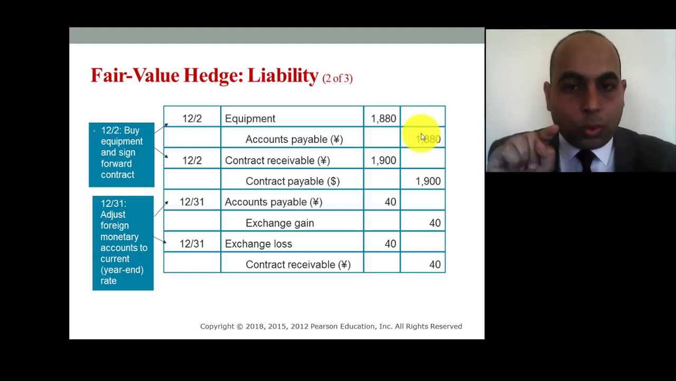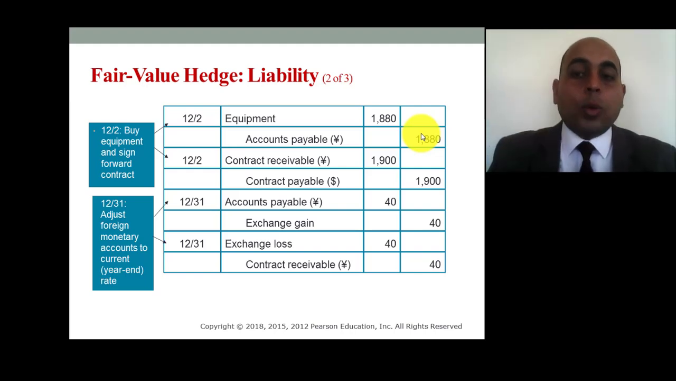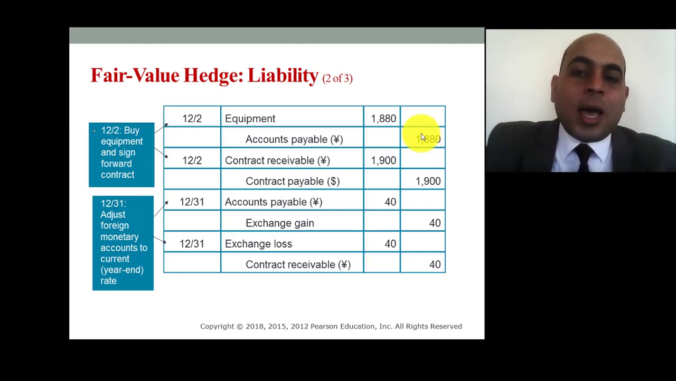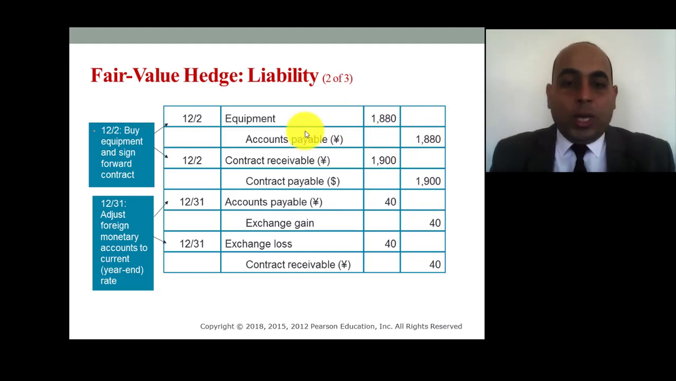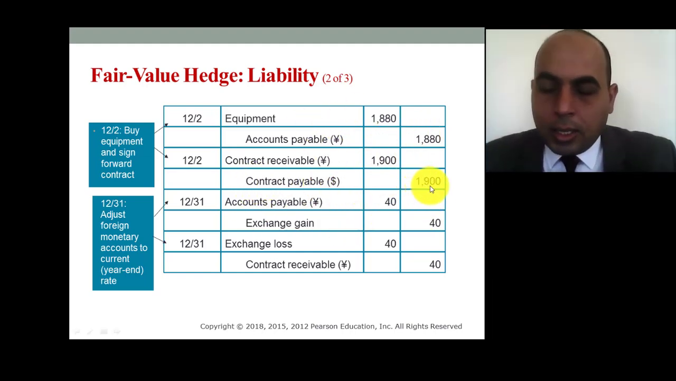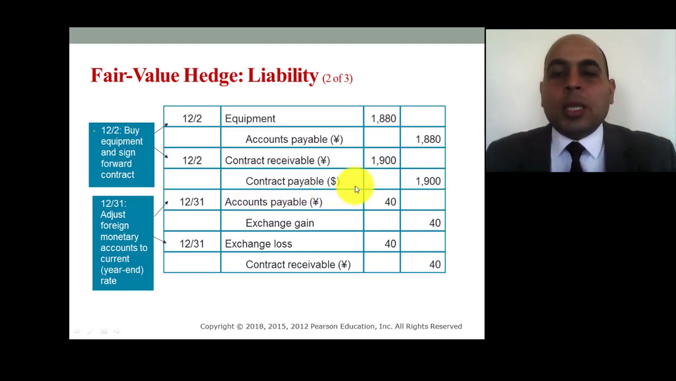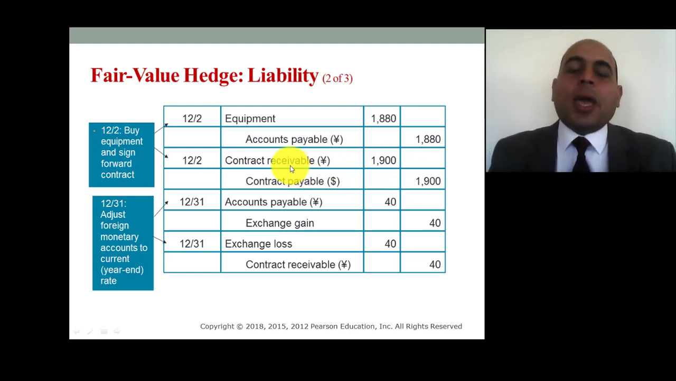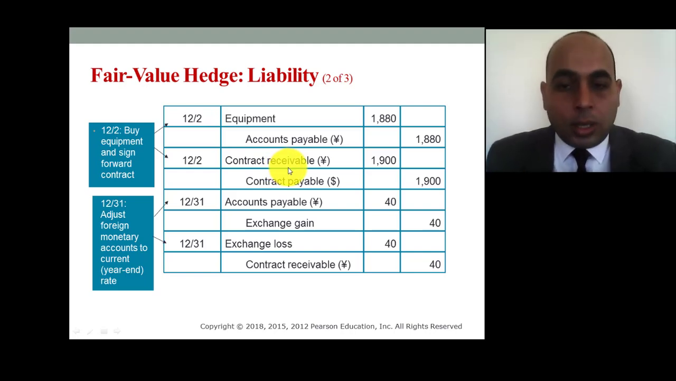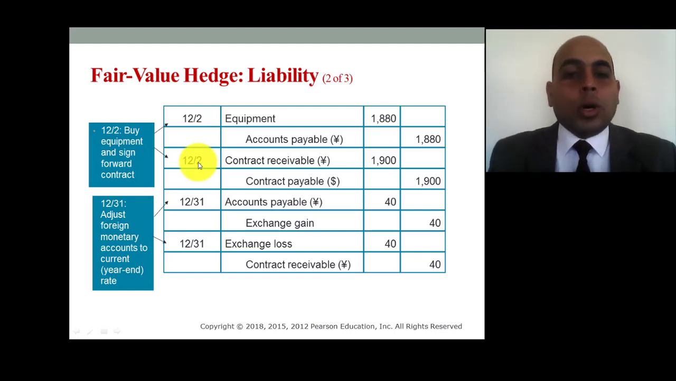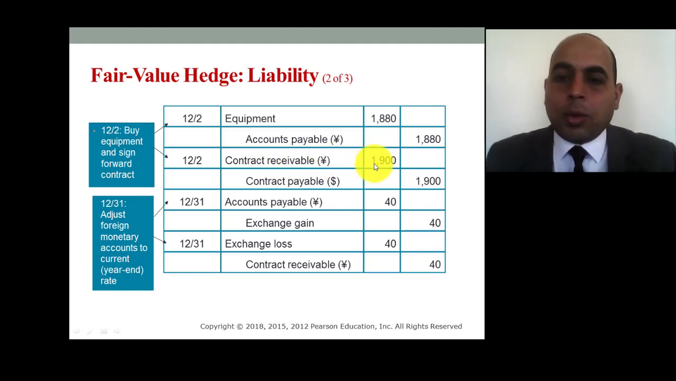Again, as we entered into the forward contract, we will pay a fixed amount of 1,900 to receive 200,000 yen. So we owe 1,900 as the fixed amount we have to pay. So contract payable will be credited by 1,900. On the other hand, we will receive 200,000 yen. This amount on the date of recording the transaction equals 1,900. So contract receivable is debited by 1,900.